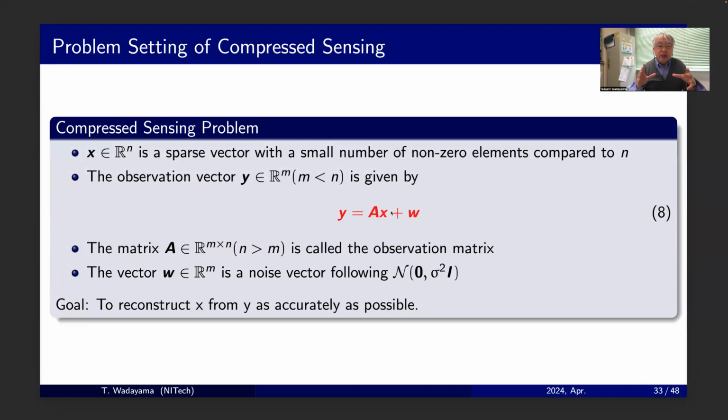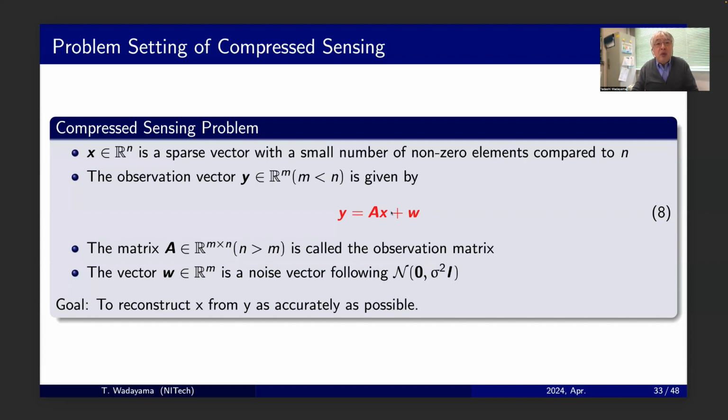We first introduce the problem setting of compressed sensing. Let x be a sparse vector, which is the target vector. Sparse means that most of the components in x are zero, and only a small fraction of the components in x are non-zero. This is called a sparse vector. So x is a sparse vector.